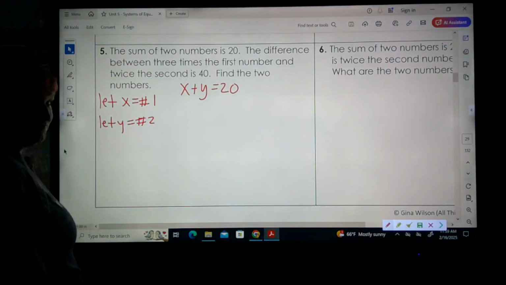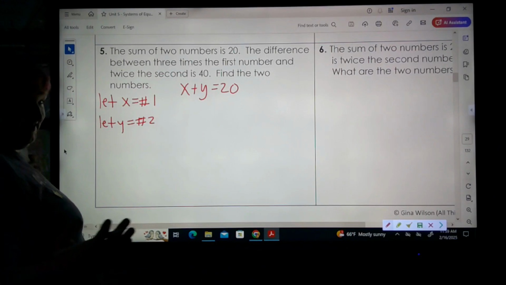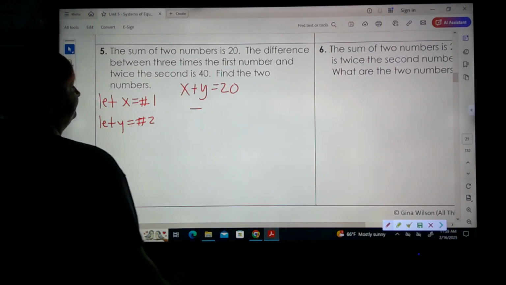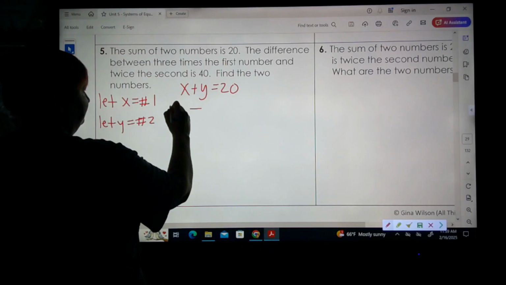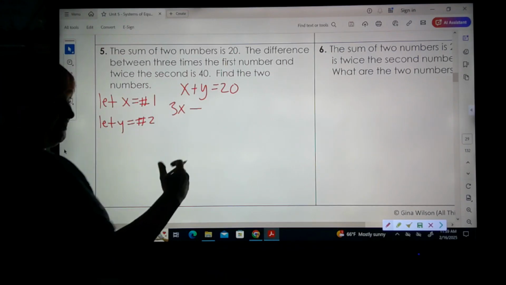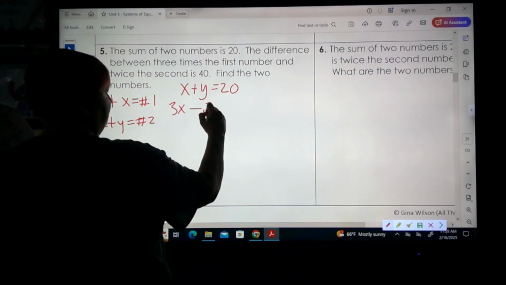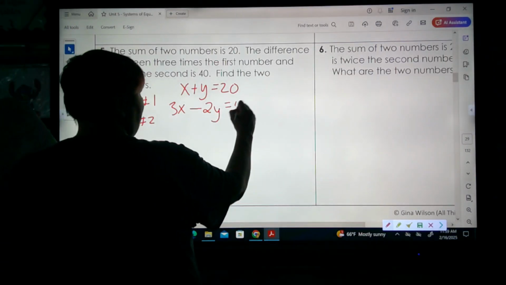I love that the first one is so easy. First equation, and then they ask you craziness. The difference, so we know it's going to be subtraction, between 3 times the first number, 3x, and twice the second, equals 40.